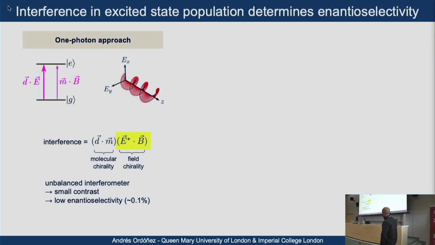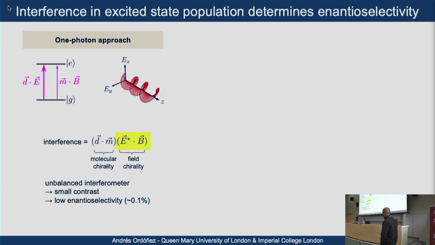So basically, this interference term is the one that is coupling the molecular chirality to the field chirality, and this is what explains enantioselectivity with circularly polarized light. That's very nice. The problem is that the electric dipole transition is usually much stronger than the magnetic dipole transition. So basically, we get interference, but with very, very low contrast. So we have a lot of background from this.